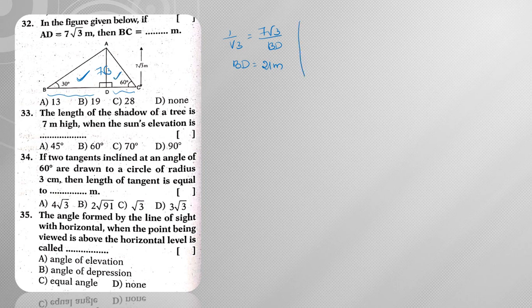Next, coming to the second triangle, tan 60 is root 3, which is equal to opposite 7 root 3 by adjacent CD. Root 3 gets cancelled, so from this, CD is equal to 7 meters.